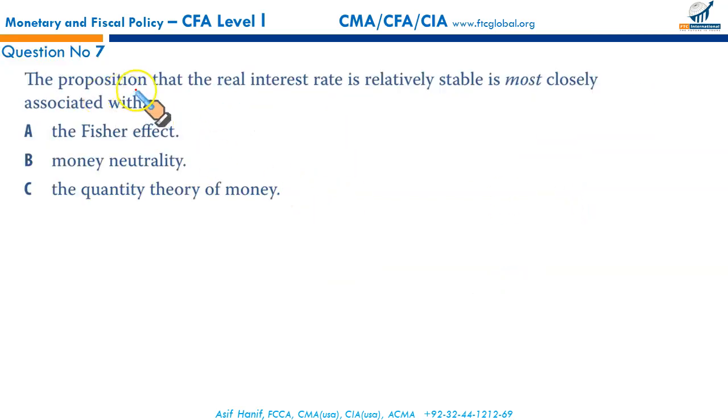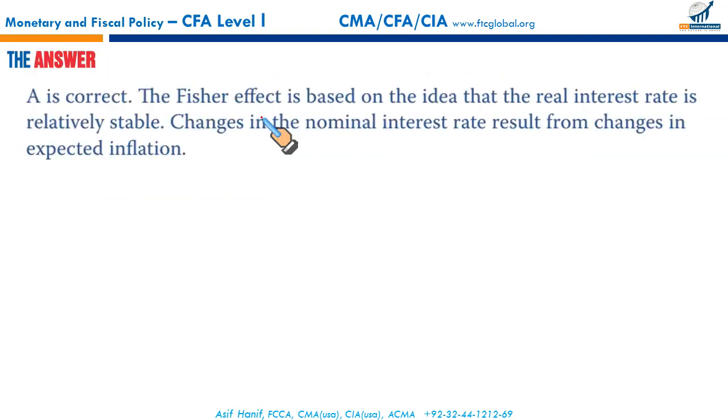Next, the proposition that the real interest rate is relatively stable is most closely associated with, clearly this is the Fisher effect. The Fisher effect is based on the idea that real interest rate is relatively stable. Changes in nominal interest rates result from changes in expected inflation. That's what we have discussed earlier. So next question, that was A.